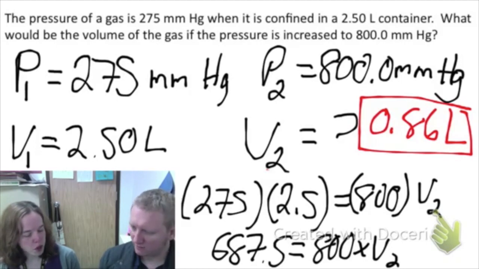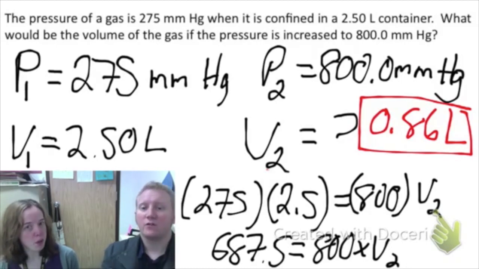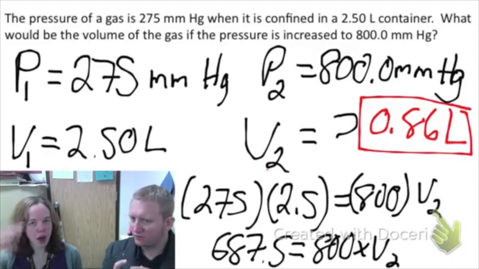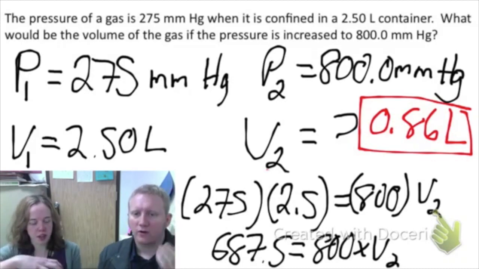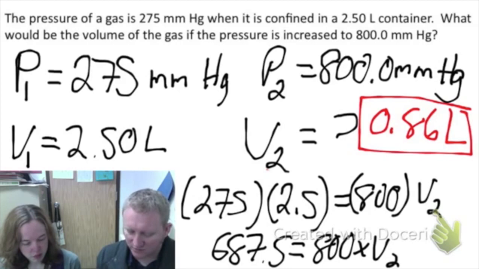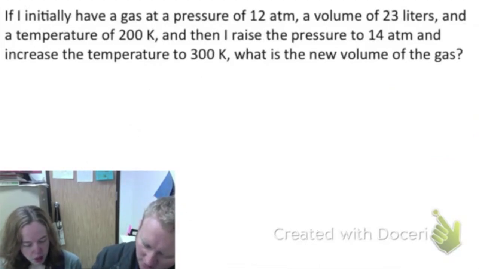The pressure went up, so what should our volume have done? Volume went down because the gas particles are getting squeezed. Right, closer. You add more pressure, your particles get squished closer together, so they're taking up less space. Volume should decrease. So yeah, it did what it was supposed to. Okay, very good.